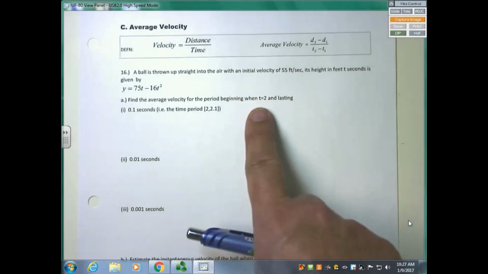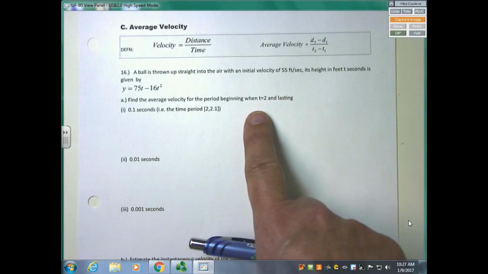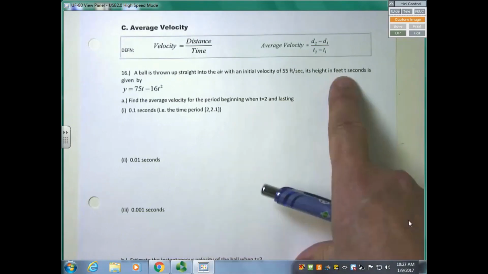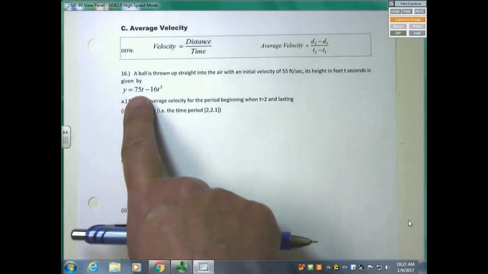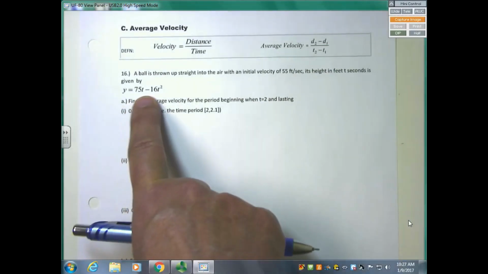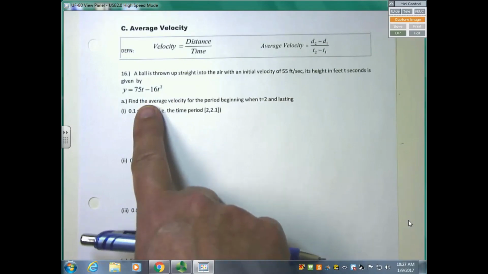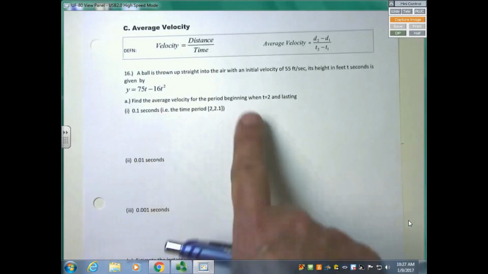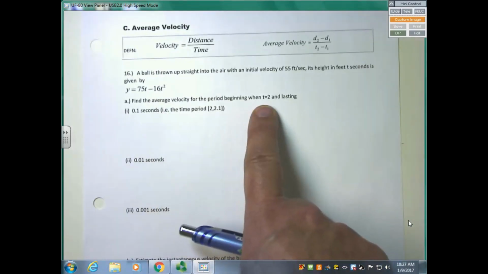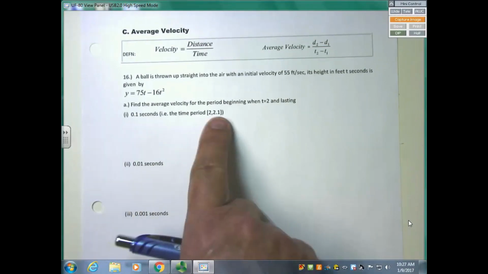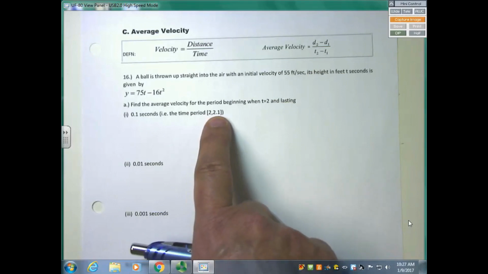A ball is thrown straight up into the air with an initial velocity of 55 feet per second. Its height in feet, t seconds later, is given by this formula. Okay, so y equals 75t minus 16t squared. All right. Find the average velocity for the period beginning when the time is 2 seconds and lasting for 0.1 seconds. So that means we're going from 2 seconds to 2.1 seconds. Okay, that's the interval, so these are your x values.